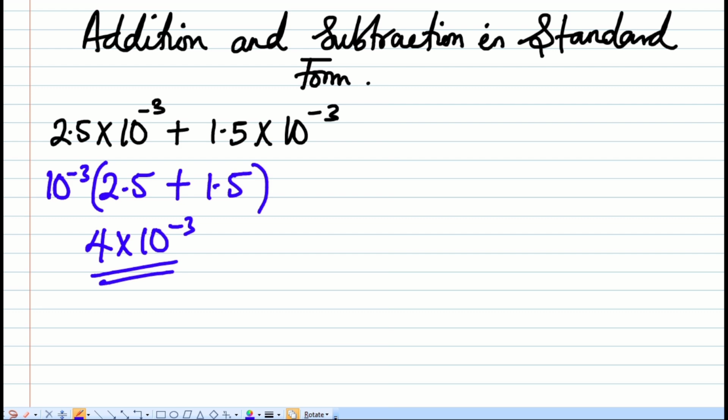So this was very simple because the power of 10 was the same in both expressions. It's 10 raised to the power minus 3 and 10 raised to the power minus 3. There are some cases where they are not the same, but for this one it is the same, so it was relatively easy. So let's see the next example.